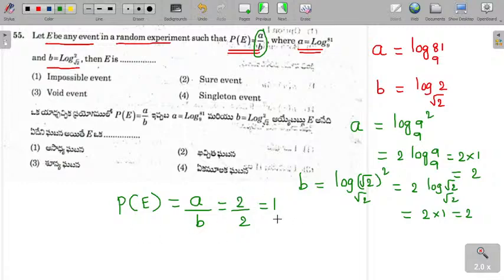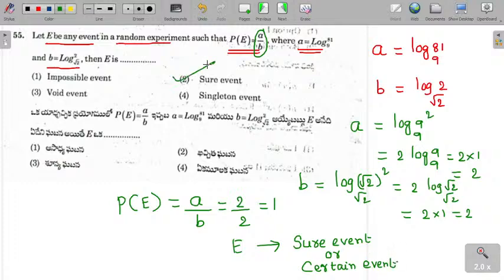If P of E is equal to 1, then E is called a sure event, or certain event. Sometimes it may be given as a certain event also. So that means the second option is the right option.